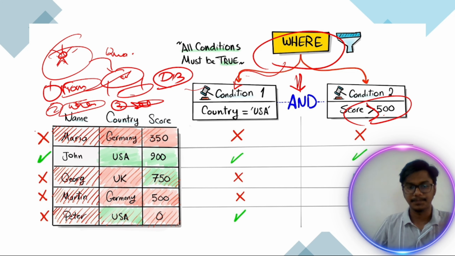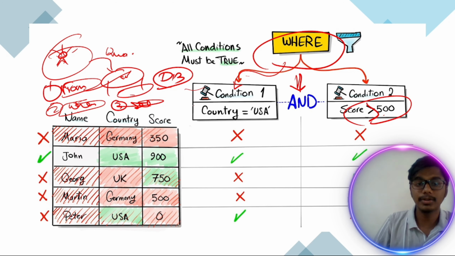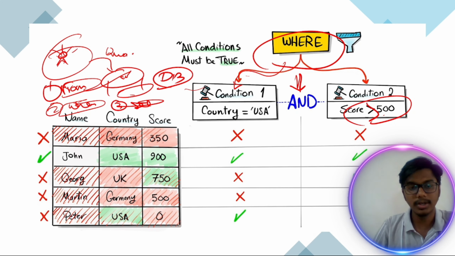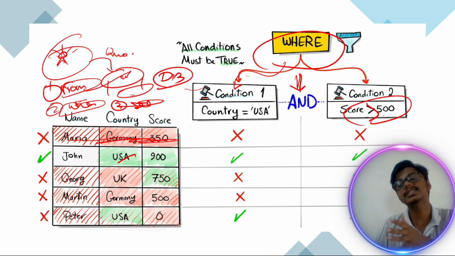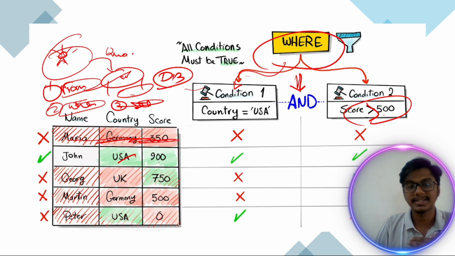Now I'm in the database. Let me check whether the country equals USA. For Maria, the first condition itself failed, so why would I check the second condition, whether the score is greater than 500? I don't want this Maria, so I omit her. The query doesn't stop, and it gets into John. John's country belongs to USA, yes, so I check the second condition, whether the score is greater than 500. Yes, it is greater than 500, so this has passed.